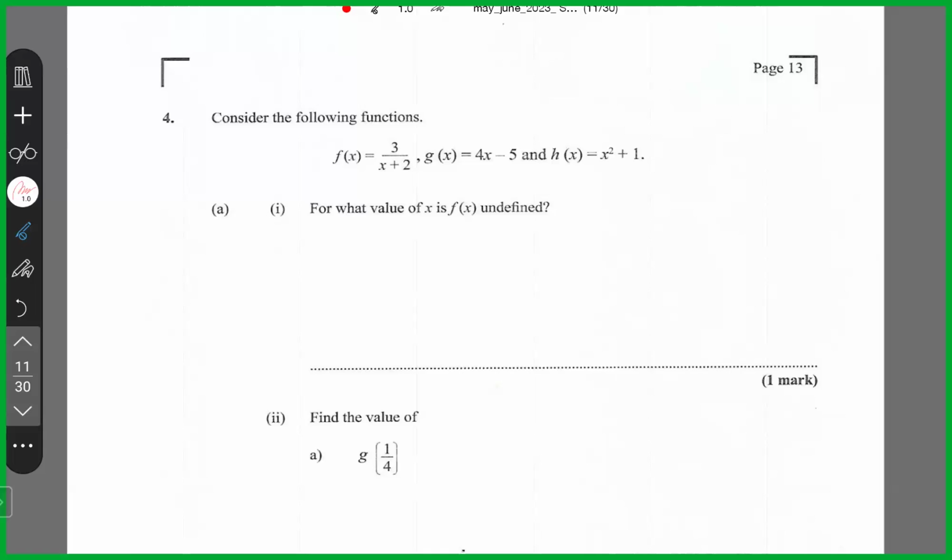Well, if we're asked this question, we know that we must put the denominator of f of x equal to 0 and solve the equation. The denominator of f of x is x plus 2, and that would be equal to 0. Therefore, x is equal to minus 2 is the value of x for which f of x is undefined.